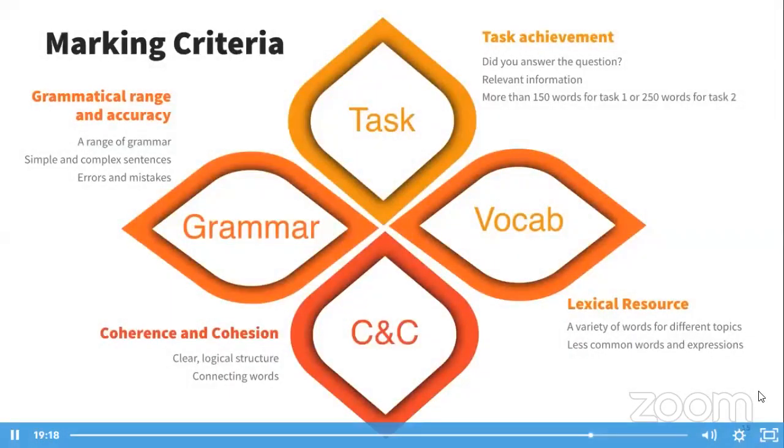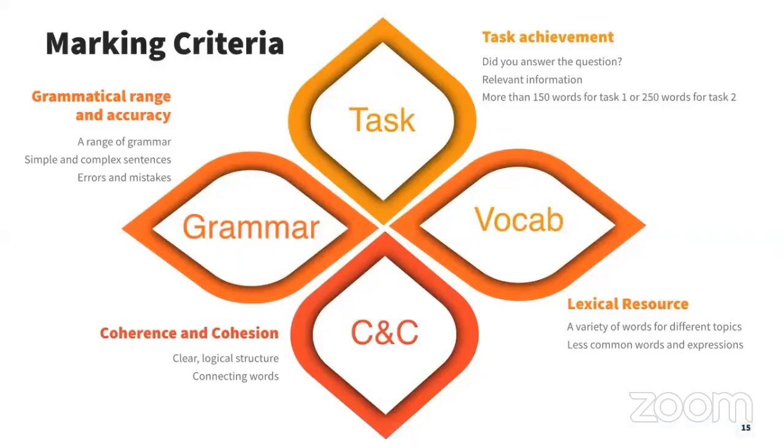Now let's think briefly about the marking criteria. What is the examiner looking for? So, like with the speaking, there are basically four areas that the examiner will look at. So let's have a look at them one by one.